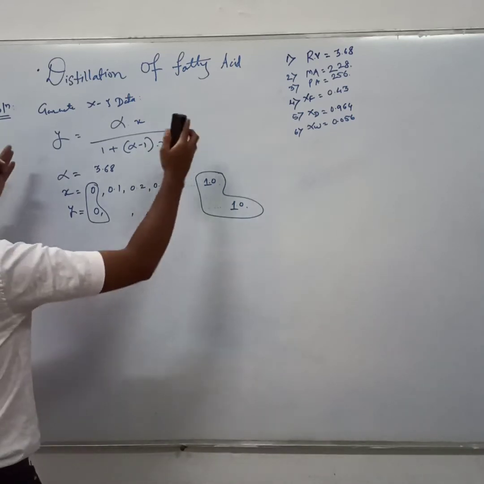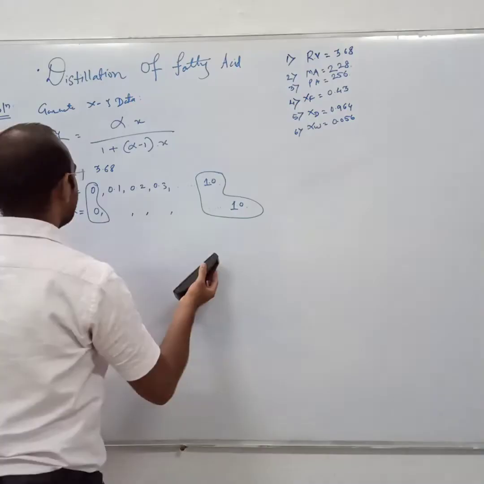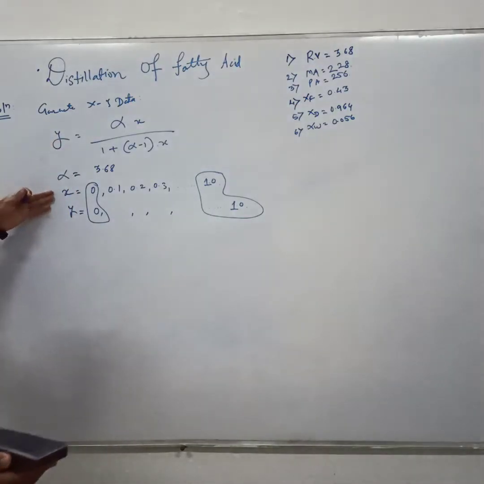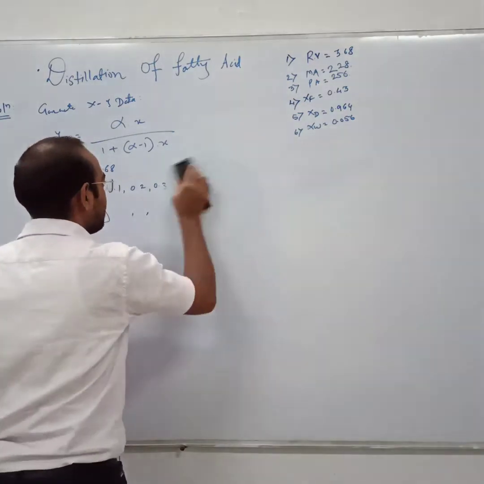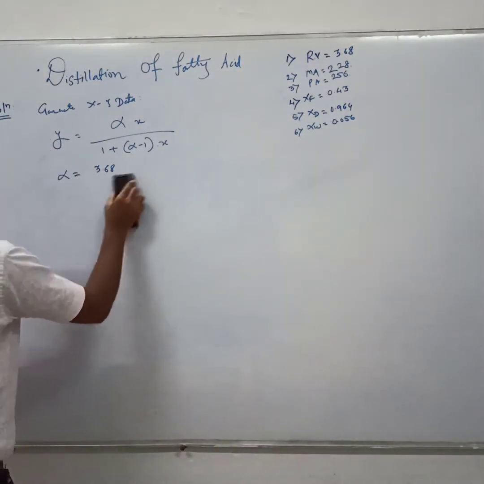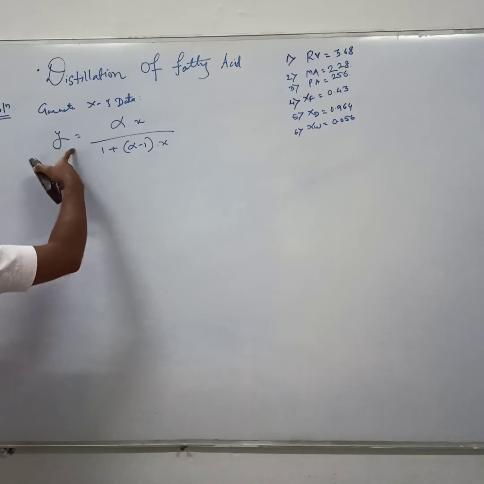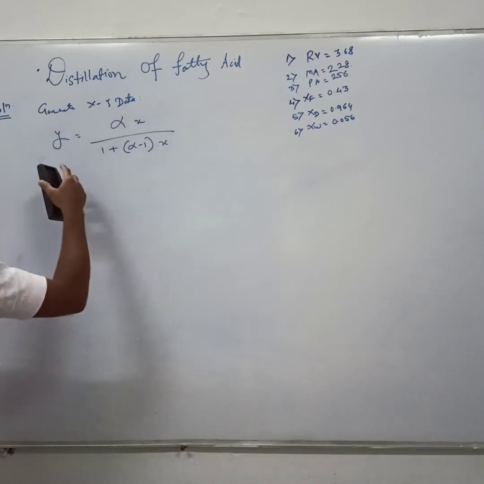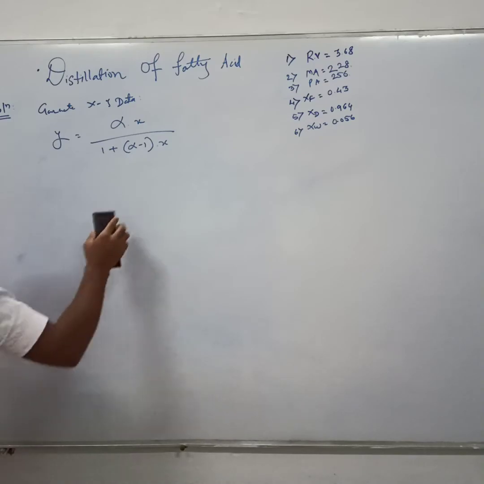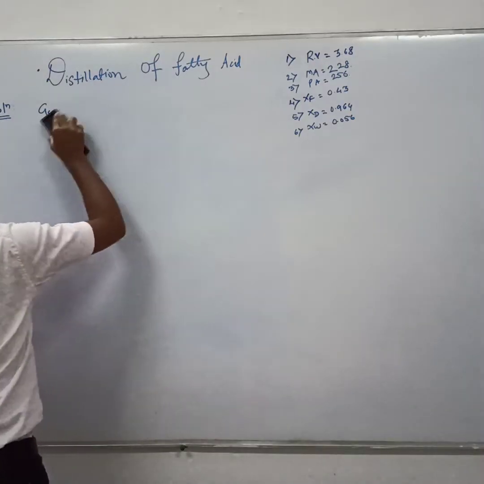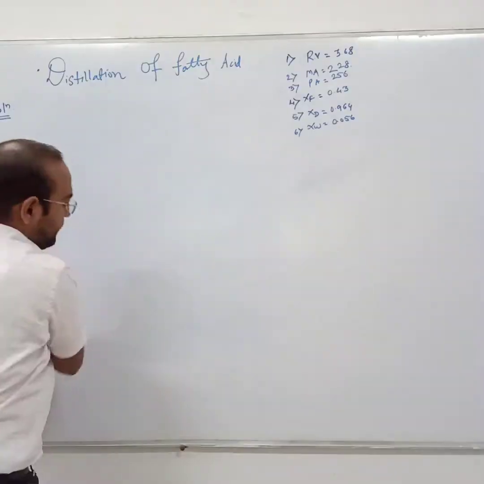I will tell all these values when we actually draw the graph, because I need to draw the graph in the same portion of this board, so it's difficult for me to write all the values and draw the graph side by side. So using this formula, we can easily generate x, y data: y equals alpha x upon 1 plus alpha minus 1 into x.